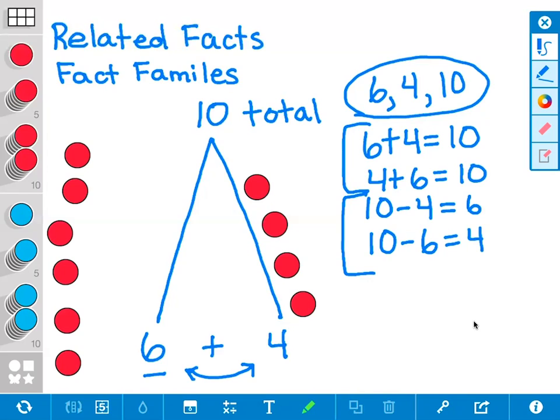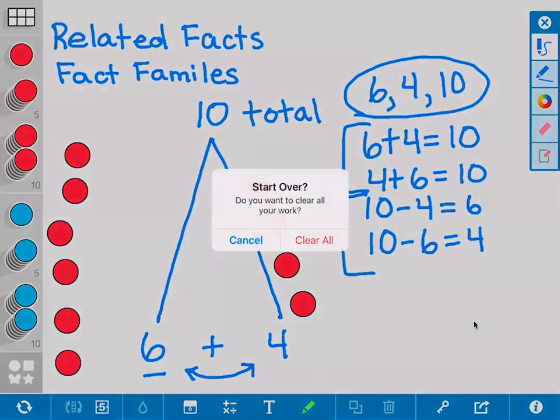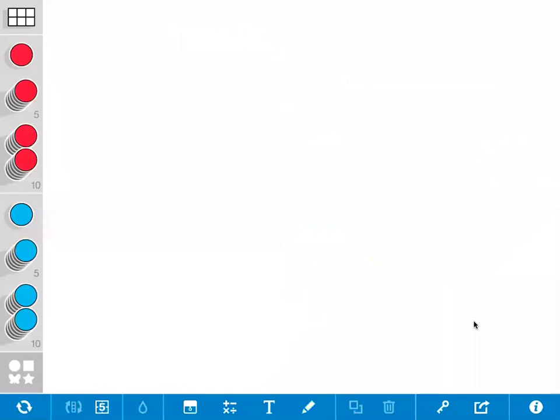So I'm going to clear this, and I'm going to do one more. So I'm going to clear all, and I'm going to draw another mountain.